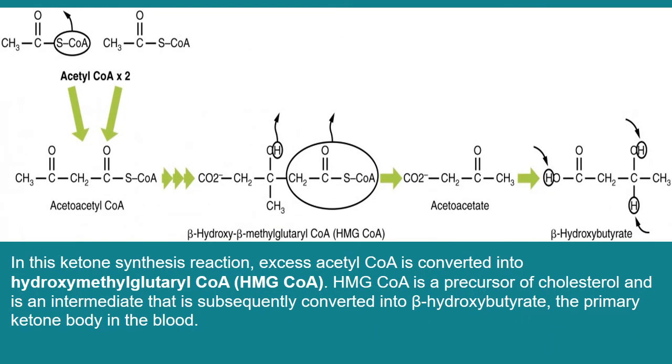In this ketone synthesis reaction, excess acetyl-CoA is converted into hydroxymethylglutaryl-CoA, or HMG-CoA. HMG-CoA is a precursor of cholesterol and is an intermediate that is subsequently converted into beta-hydroxybutyrate, the primary ketone body in the blood.